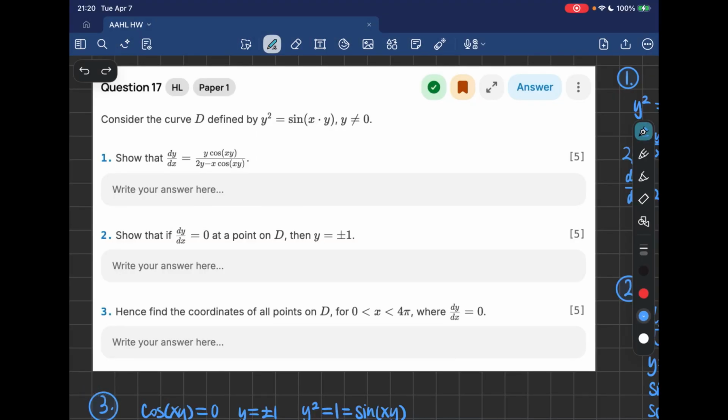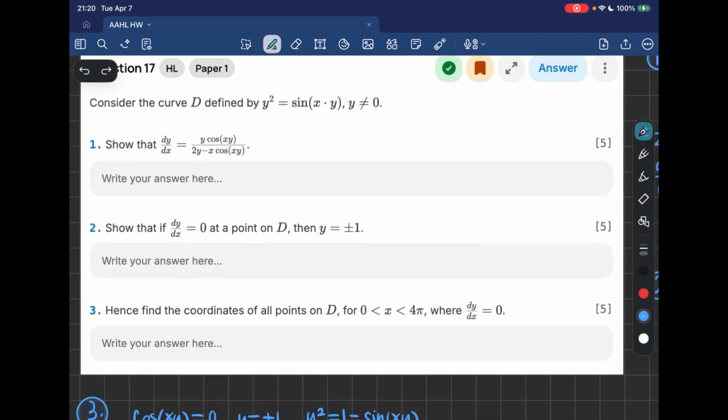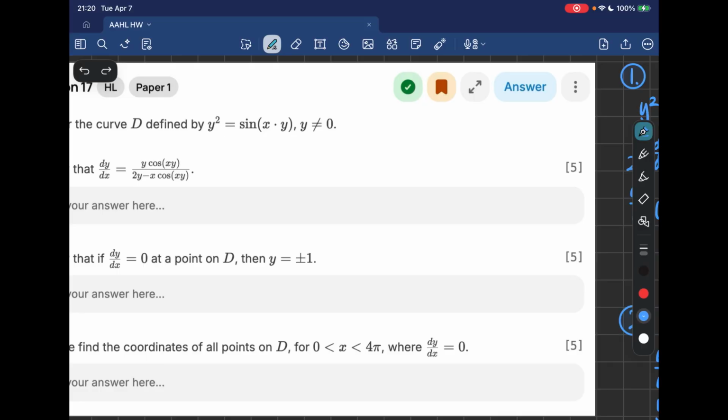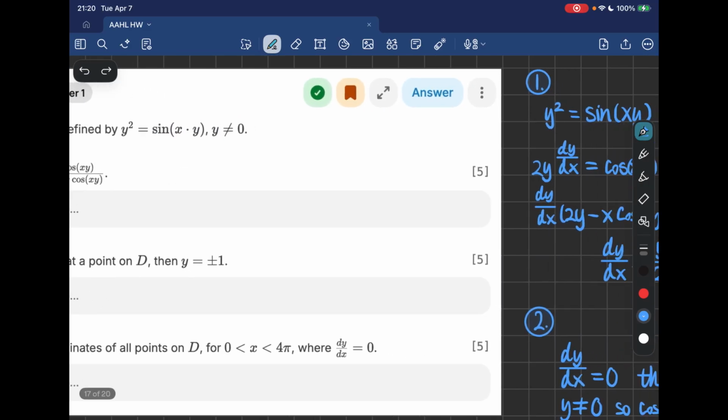This question involves some trig calculations, like basic ones, and some implicit differentiation. So we have a curve that looks like this, and y cannot be 0. So first we want to differentiate implicitly to show that the derivative equals this. Well, for this one, you don't have to move this to the right side or this to the left side. You can just do it directly, like differentiate directly.